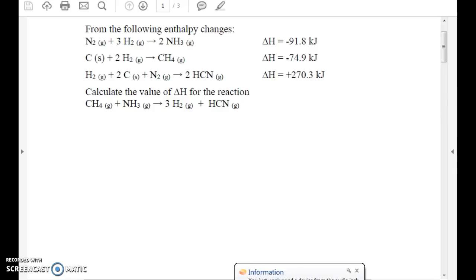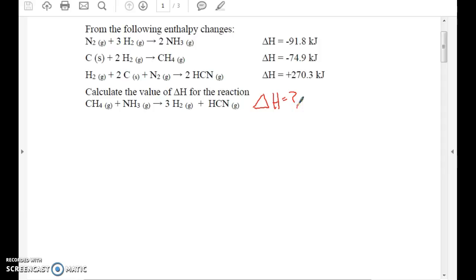I'm going to do the long one first. So in this one, this is the overall equation that we want to get to. 1 mole of methane reacts with 1 mole of ammonia gas to produce 3 moles of hydrogen gas and 1 mole of HCN, hydrogen cyanide. Now, these are the 3 sub-equations that we have to work with. We have to make sure these are orientated the correct way to give us this overall equation, because what we want to do is figure out what the delta H is going to be for that equation.